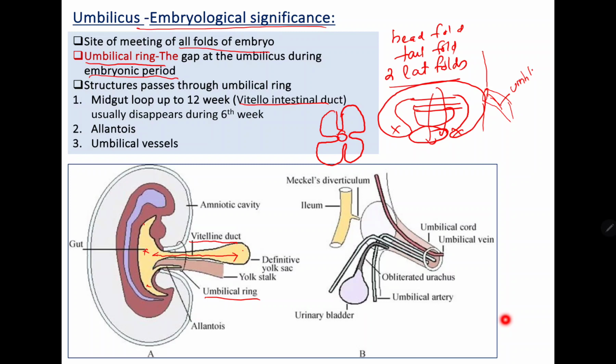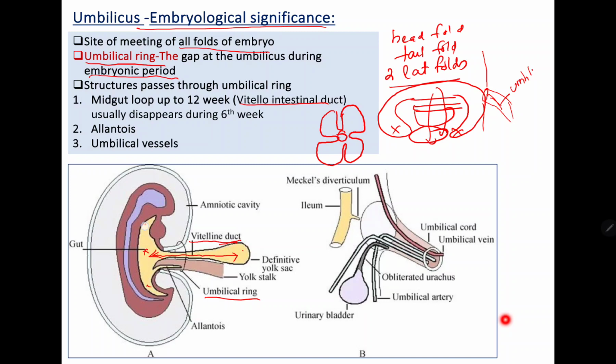Okay, so why does the midgut loop come out? Because of the development of the liver and other structures. So when the liver and other structures develop in the abdominal cavity, this midgut loop comes out. Once the development of the other structures completes, the midgut loop goes back. So that particular extension is known as a vitello-intestinal duct.